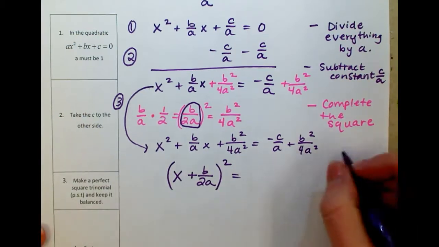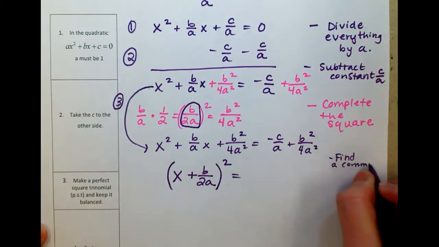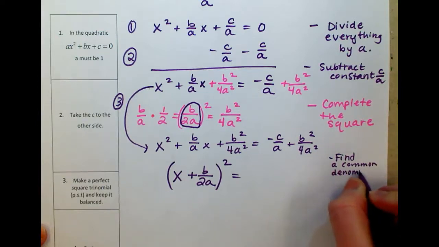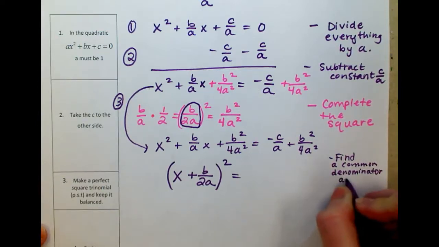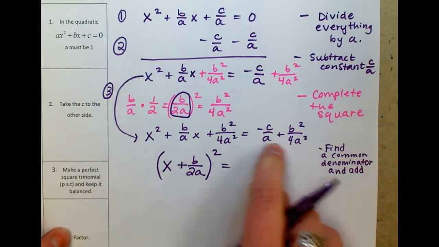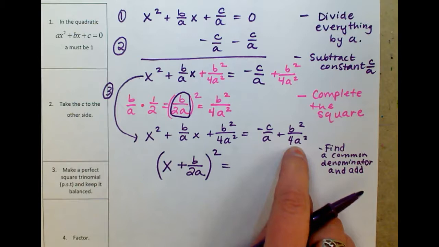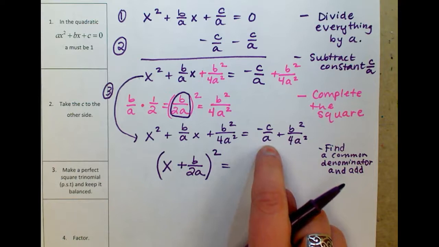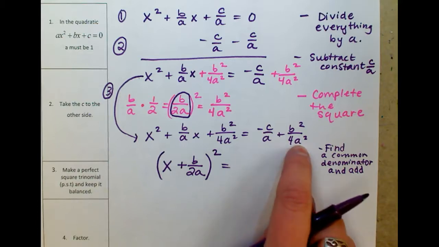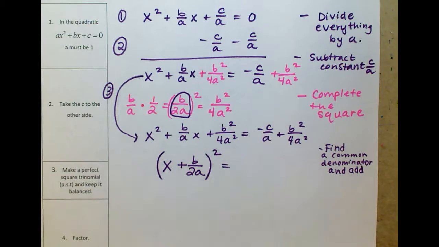So the next step on this side, we're going to find a common denominator and add. So I need to make this one full term. So my common denominator, if this is a and this is 4a squared, this is my common denominator. I need to make this term also 4a squared in order to add the fractions. So this one's already 4a squared.